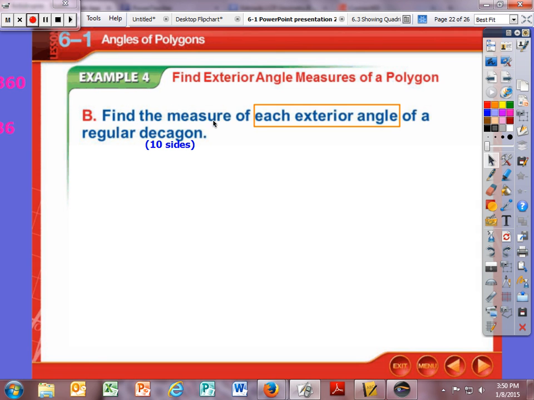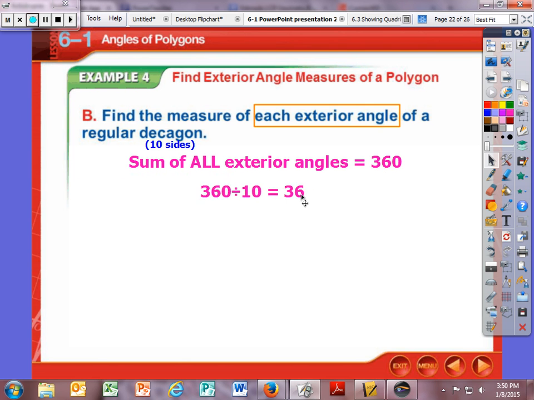All right, let's take a look at this one, a little bit different. This time I don't want the sum, but I'm looking for each one. Find each exterior angle of a regular decagon. Remember, a decagon has 10 sides. The first thing I need to do is remember this: the sum of all the exterior angles is 360. So if I just want one of them, I'm going to take that 360 and divide by 10. Each exterior angle would be 36 degrees.